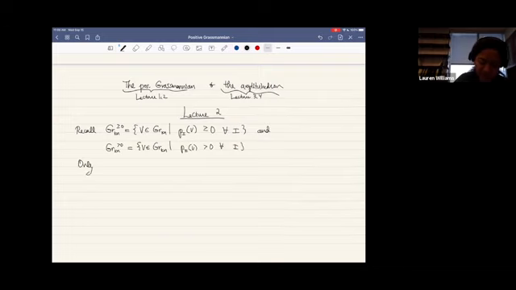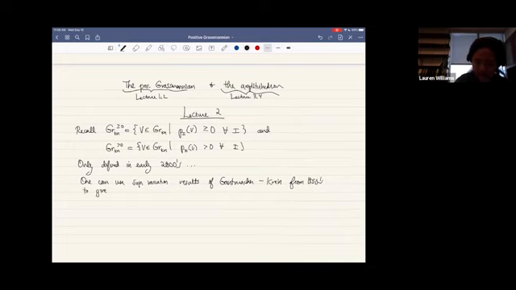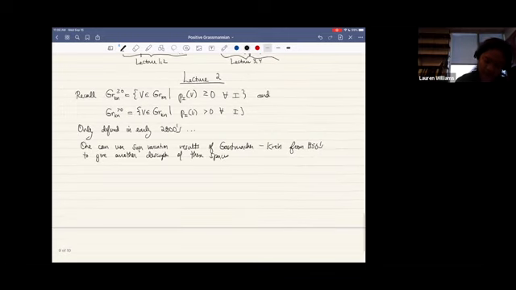And as I mentioned before, this was only defined like this in the early 2000s, but interestingly, one can use sign variation results of Gantmacher and Krein from the 1950s to give another description of these spaces. So let me first make a definition.